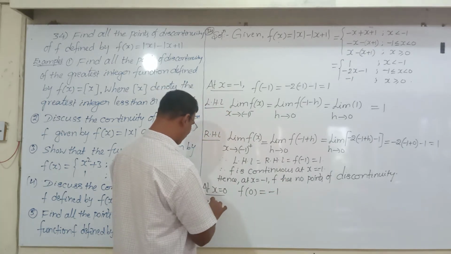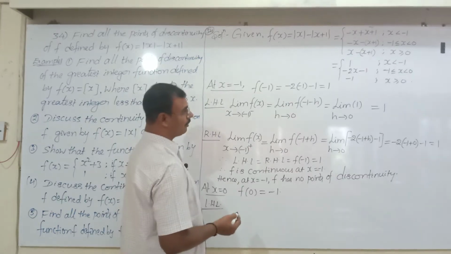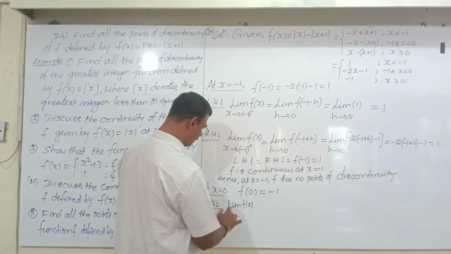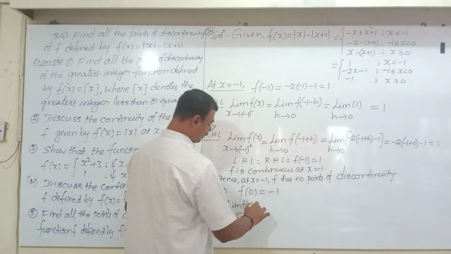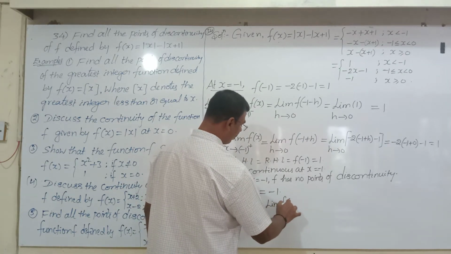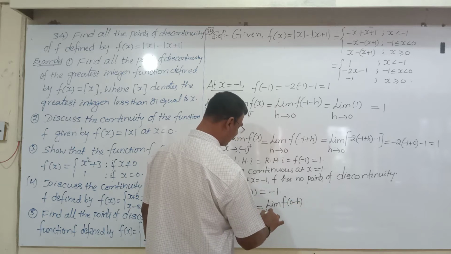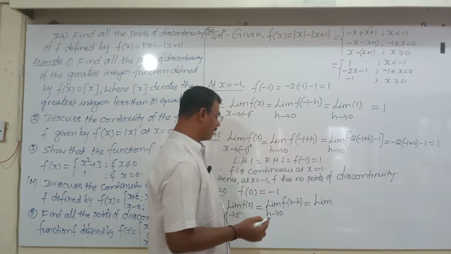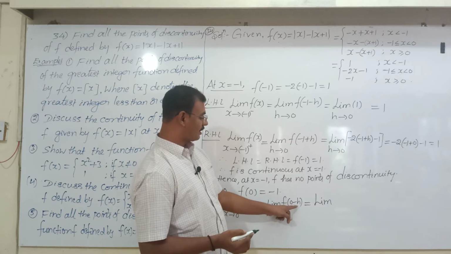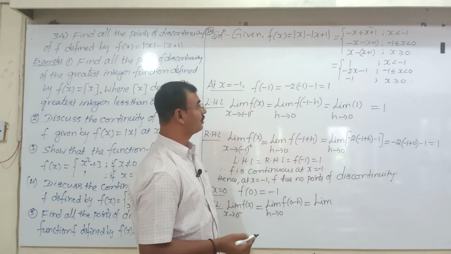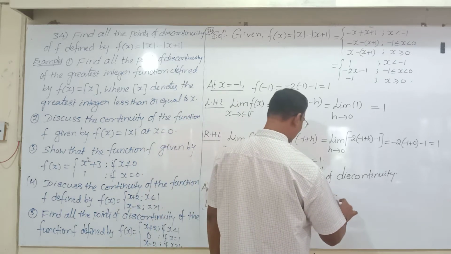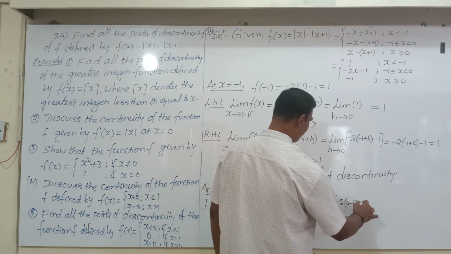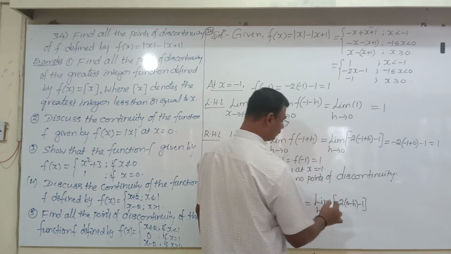Then we have to find the left hand limit, LHL. Left hand limit is the limit of f of x as x approaches 0 from the negative side. This is equal to the limit of f of 0 minus h as h approaches 0. When x is less than 0, f of x is minus 2x minus 1. So we can write minus 2 bracket 0 minus h minus 1 as h approaches 0.